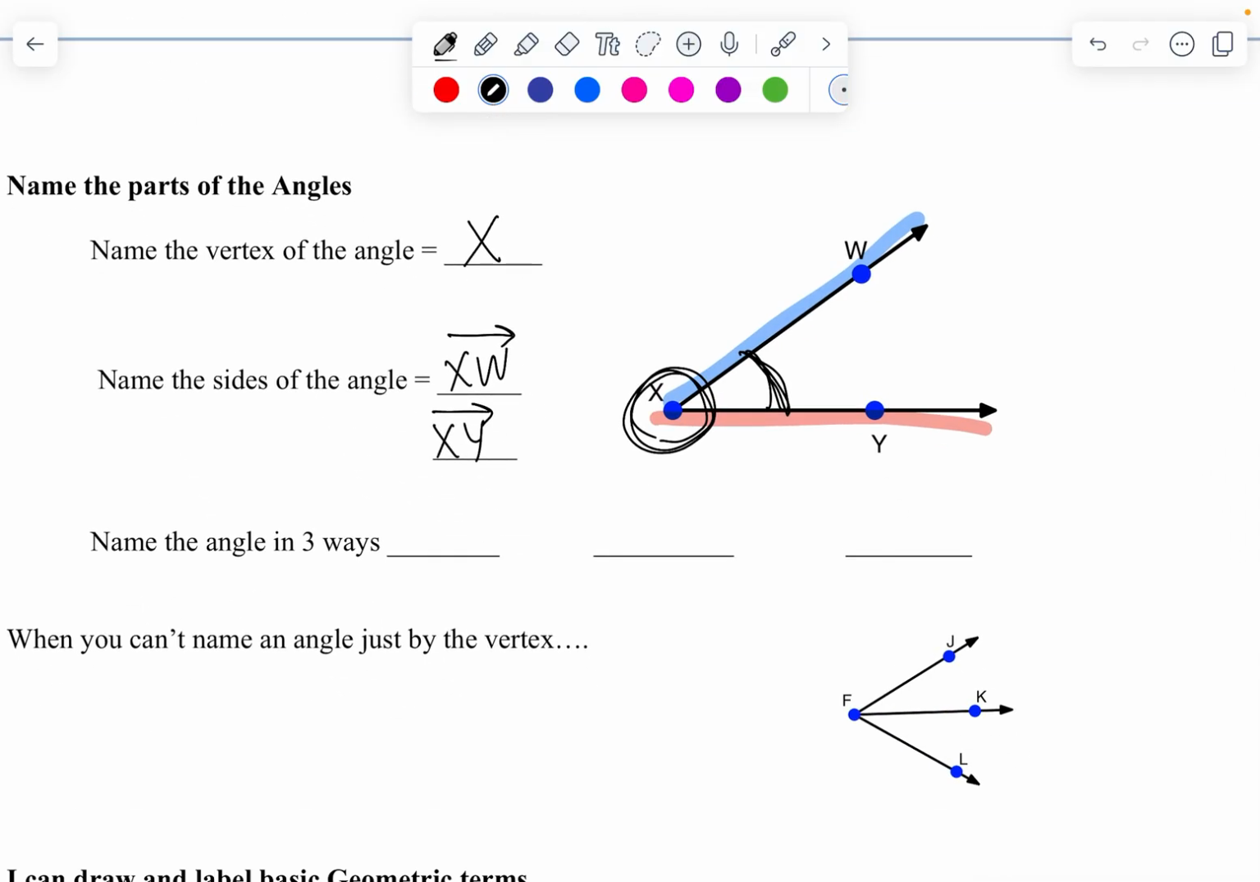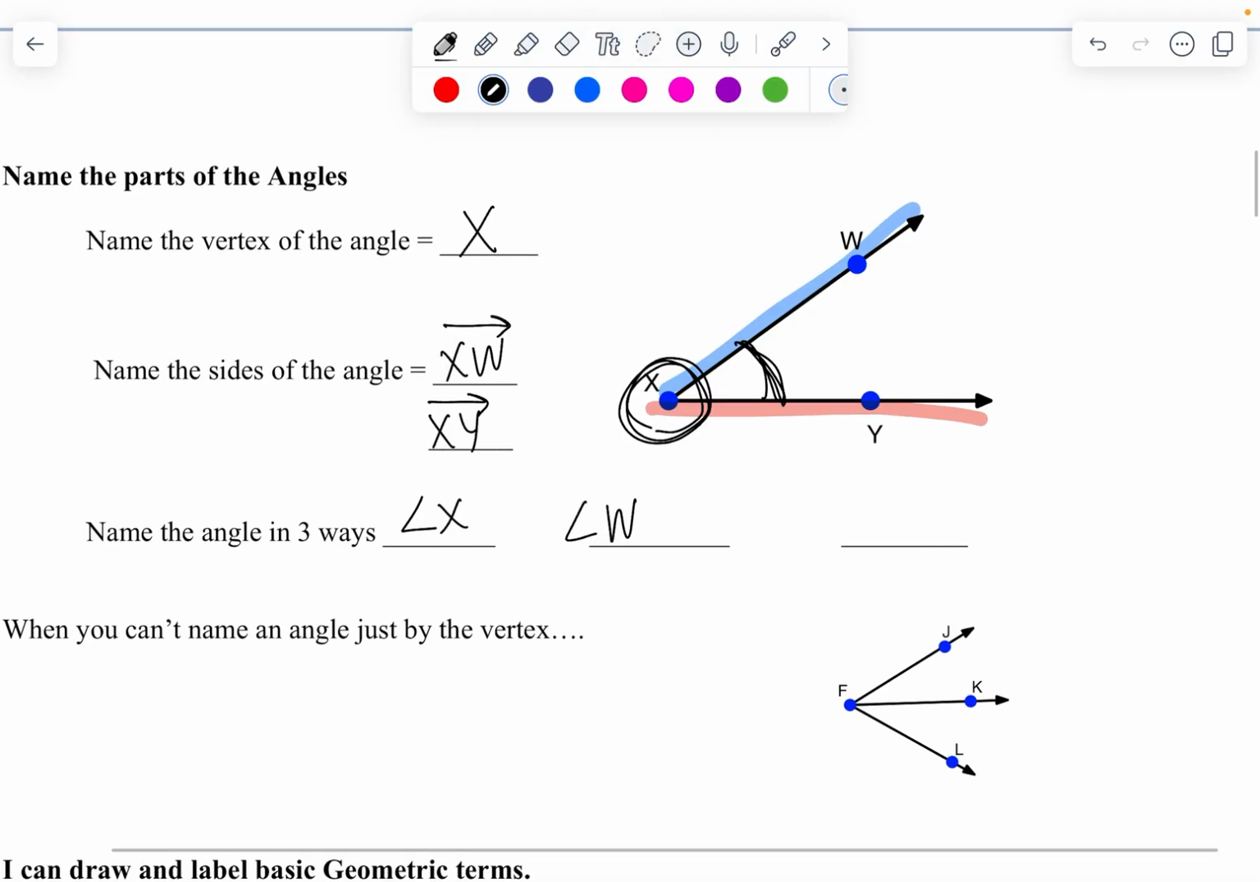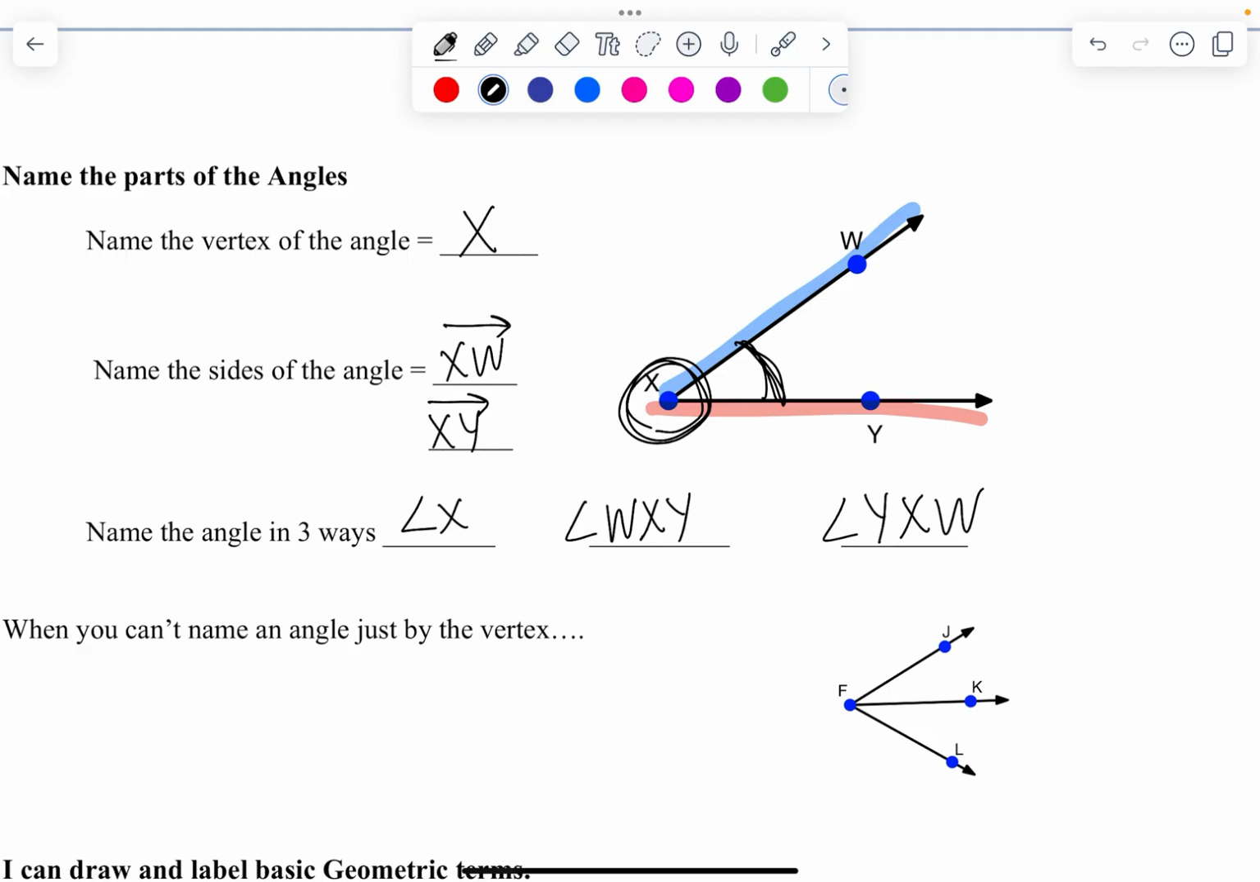So we could name this three ways. Since that's the only angle in the picture, you could just say angle X, name it by the vertex. You could name it using the 3 points. You could say angle WXY or YXW.